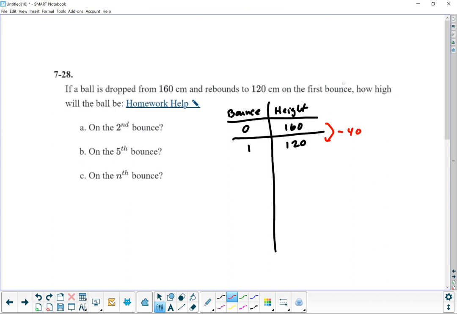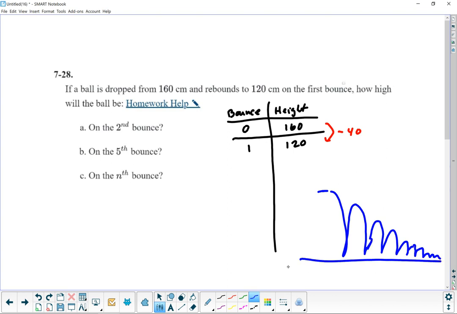Right? But a ball bounces, right? Let's think about how a ball bounces. Let's say it starts up here and it bounces, then bounces, then bounces, and bounces, and bounces, right? Like that. And it will actually never go below 0. It will never bounce below the ground. If we keep subtracting 40, we will actually get below 0.